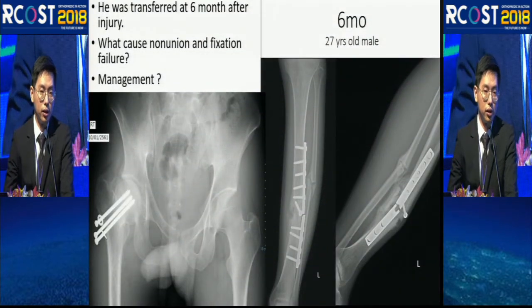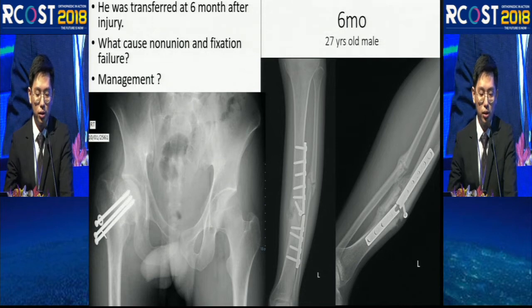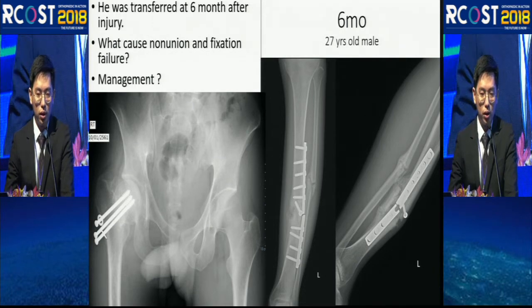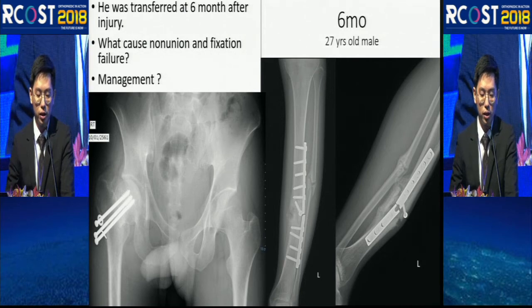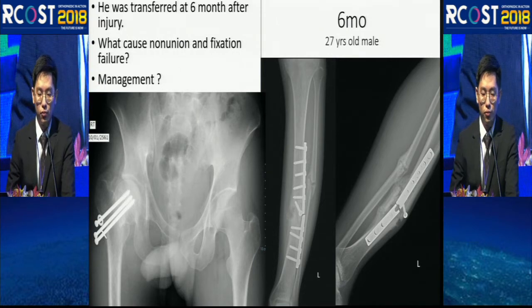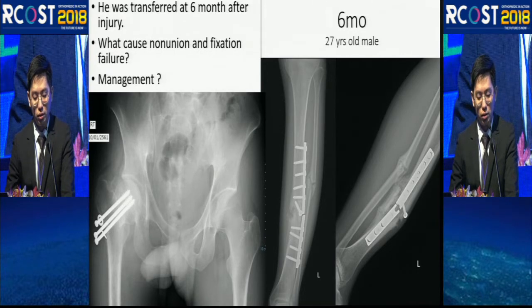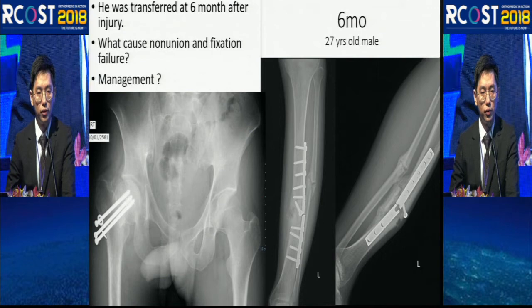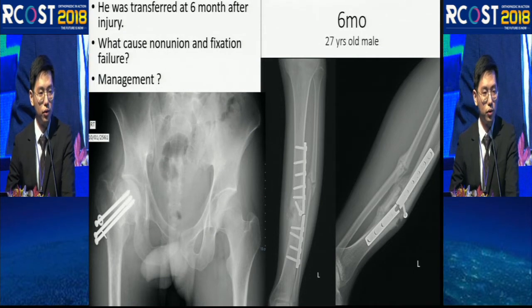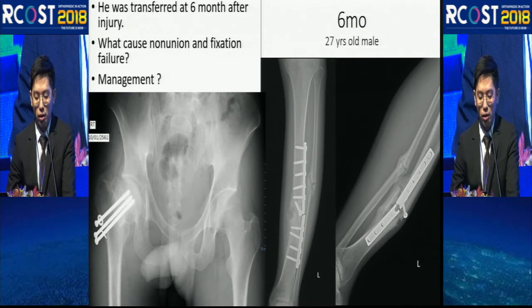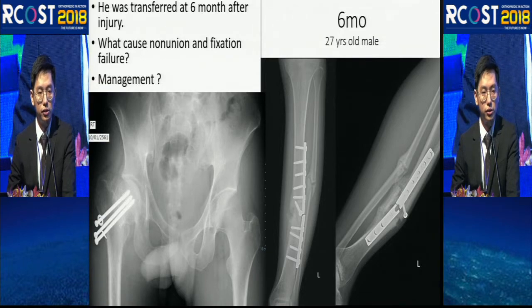So the surgeon decided to transfer the patient to our hospital after he considered that the patient had non-union of the femoral neck and tibia with failed plating. I think the cause of the failure of the femoral neck was the non-anatomic reduction of the femoral neck and maybe not perfect instrumentation. And about the left tibia, I think mechanical failure is the main cause.